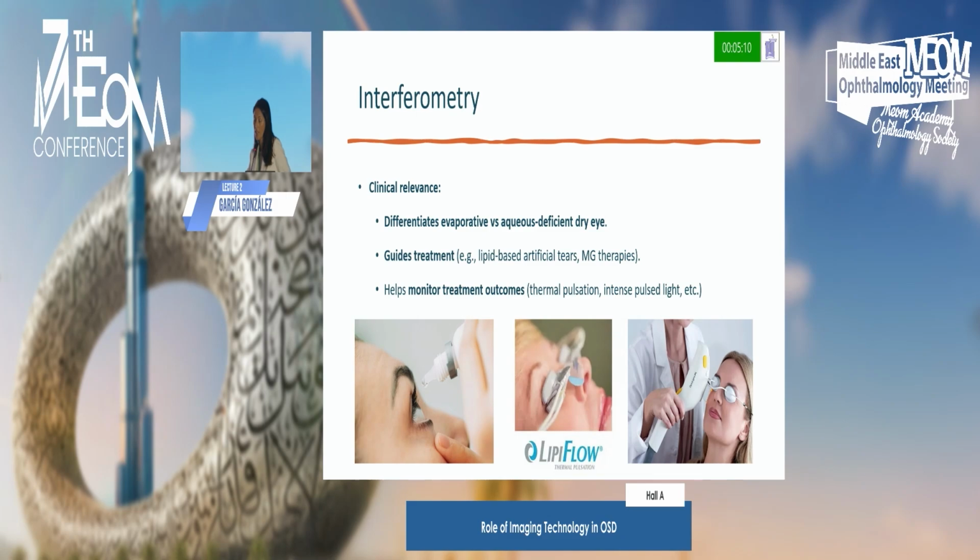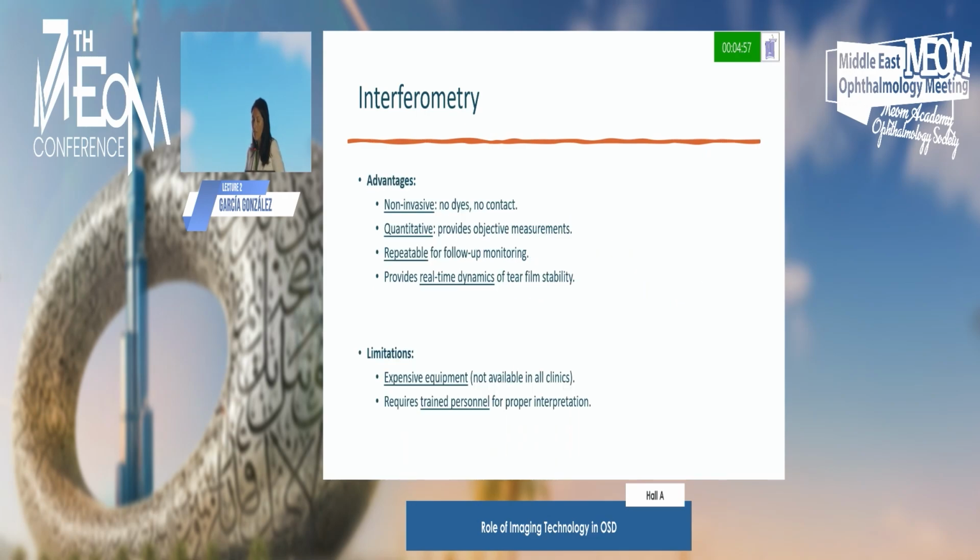So the clinical relevance of interferometry is that it permits us to differentiate between evaporative versus aqueous deficient dry eye, guides treatment, and also helps monitor treatment outcomes. The advantages are that it is a non-invasive technology, provides objective measurements, is repeatable for follow-up monitoring, and provides real-time dynamics of tear film stability, but it is expensive equipment and requires trained personnel.